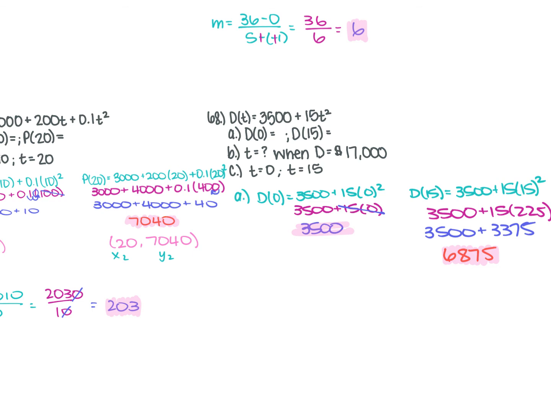From here, example B asks you to find t when d is equal to 1,700. If d is equal to 1,700, this gives you the equation 1,700 is equal to 3,500 plus 15t squared. So you're just finding t there. First thing, subtract the 3,500 over.